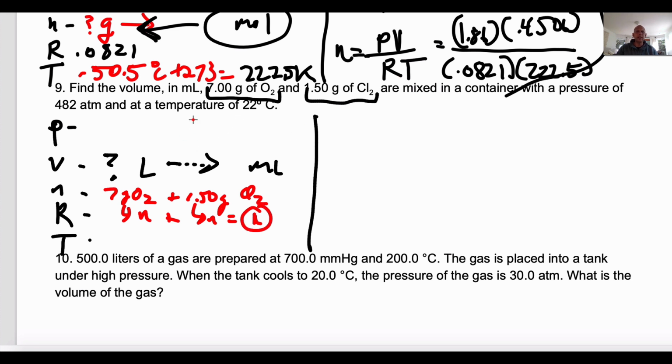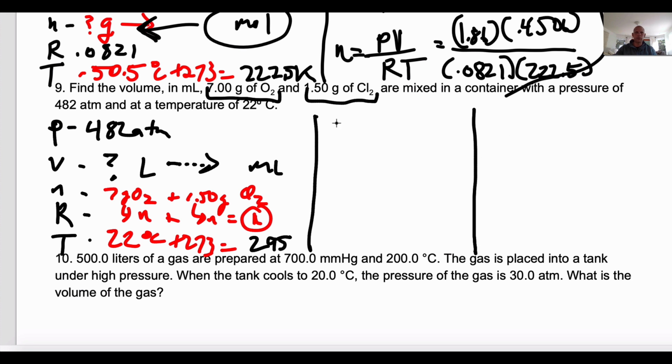And they said it's at 482 atmospheres. All right, that's cool. And then, let's see, 22 degrees Celsius. So 22 degrees Celsius, we're going to have to add 273. So we know when we do that, that should be 295. Okay. So let's go here and let's do the mole conversions over here on this side first.